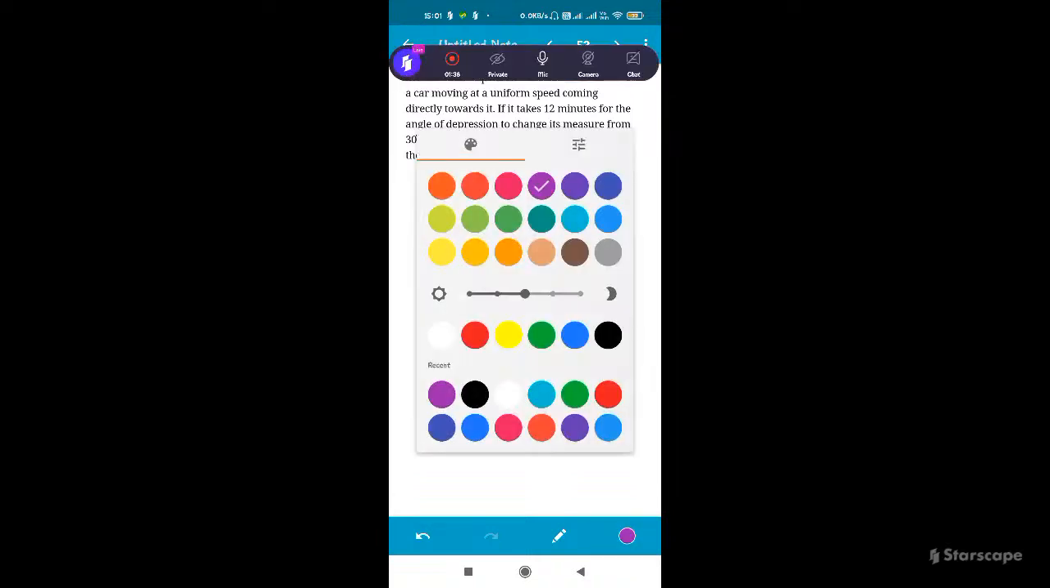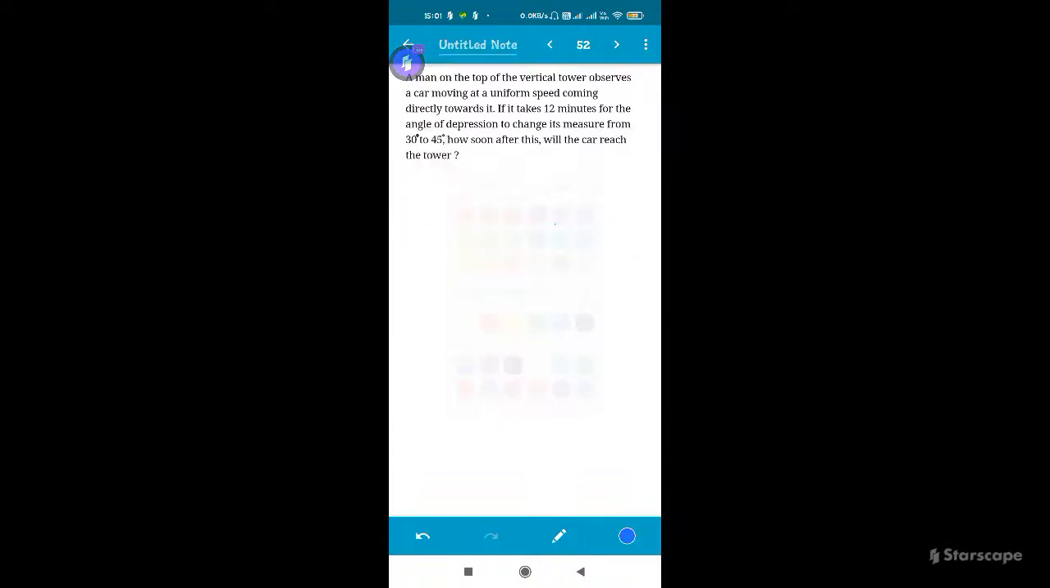Let me first of all make the observation tower. This is the observation tower whose height has not been given to us, and a person is standing at the top of the vertical tower and he observes a car which is coming towards the tower. At one position the angle of depression is 30 degree, and at another position the angle of depression is 45 degree. Like I told you in the previous session also, we are not going to take the diagram in terms of angle of depression, but in terms of angle of elevation.